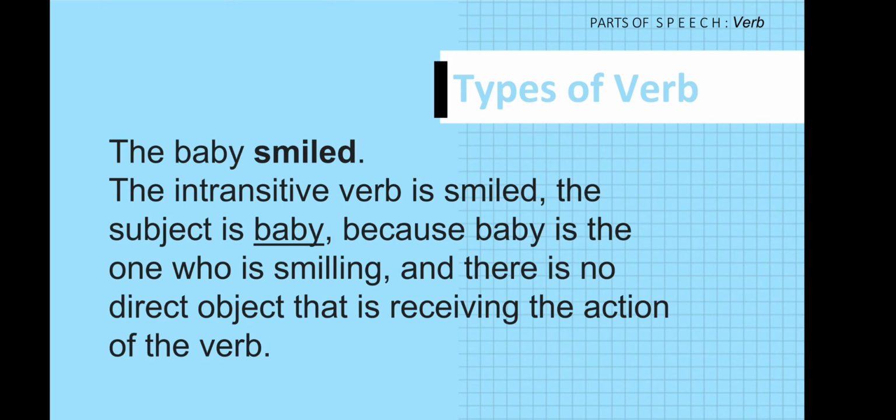The baby smiled. The intransitive verb is smiled. The subject is baby because baby is the one who is smiling and there is no direct object that is receiving the action of the verb, right? The baby smiled. If ever we try to change the sentence, the baby smiled to her mother, that is the time that it's not an intransitive verb anymore because we already have a direct object. Right? But if the sentence is the baby smiled, smiled is an intransitive verb. Okay? Next.